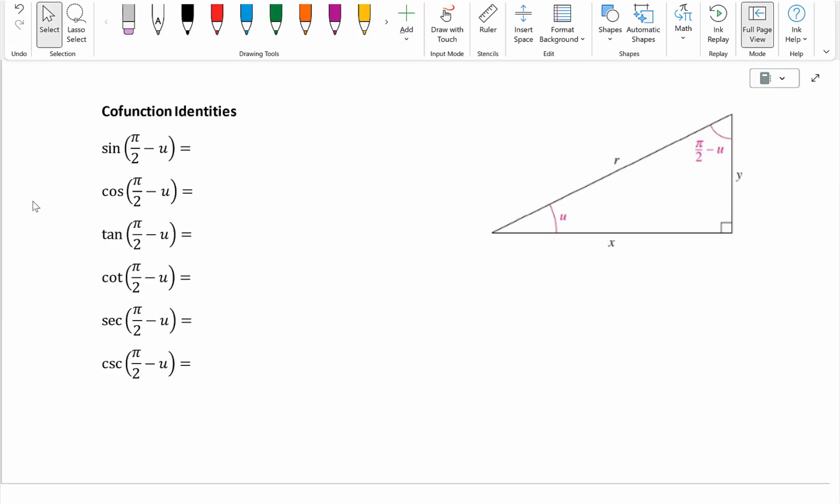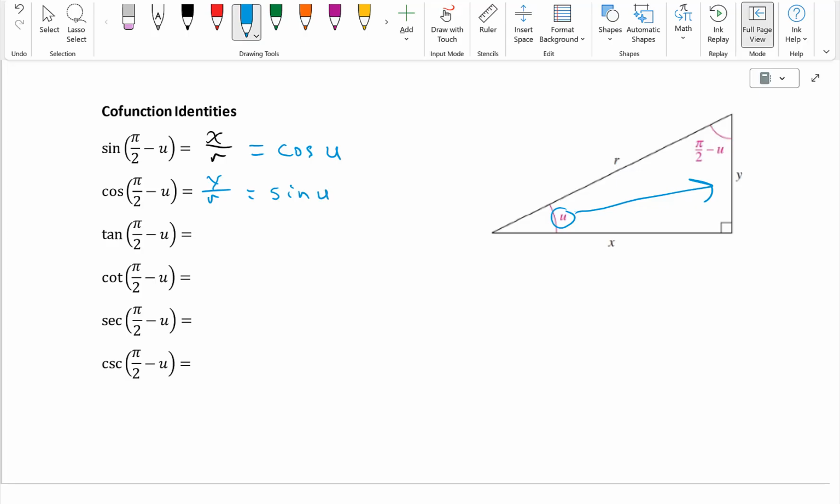This sine of pi over 2 minus theta, if we look from that angle, our sine is our opposite over hypotenuse, so we'd get an x over r. We also want to look at that from angle u. And so from angle u, x over r is our adjacent over hypotenuse. So that's our cosine of u. All right, and we're going to see the same thing as we go through all of them. Cosine of pi over 2 minus u. And maybe we can look at a couple more. Adjacent over hypotenuse would be y over r here. That's equal to, if we look from u, our opposite over hypotenuse, so our sine of u.